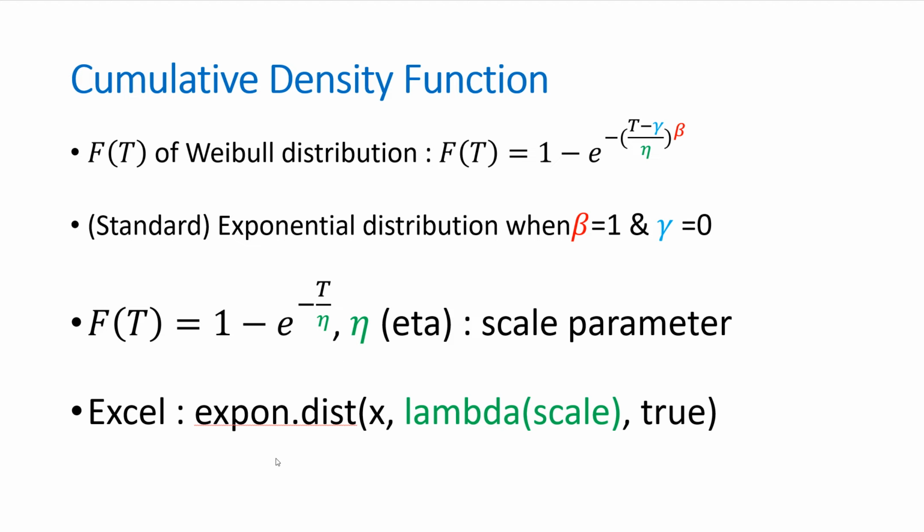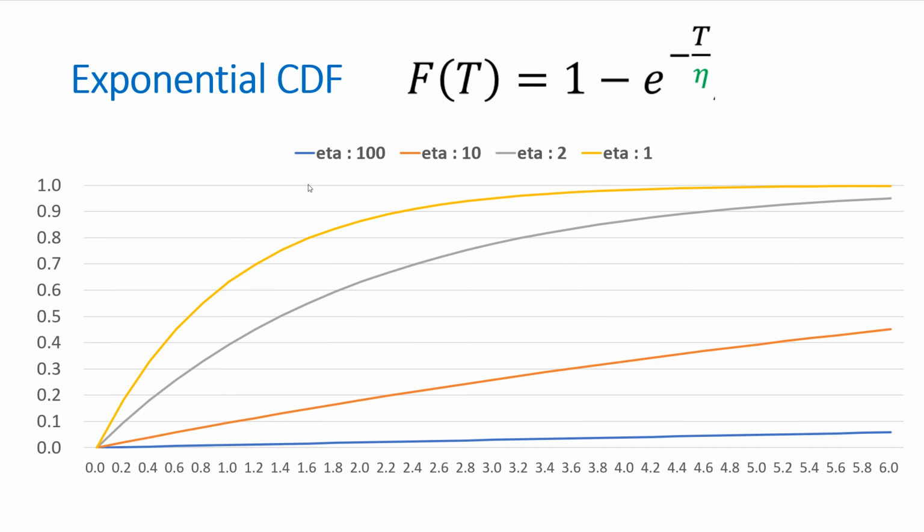And in Excel, we can use the expon.dist function. We can specify the time variable and lambda. And for the cumulative distribution function, specify the true option. And this is the exponential CDF. As you can see, when eta is smaller, it has a steeper curvature like this.